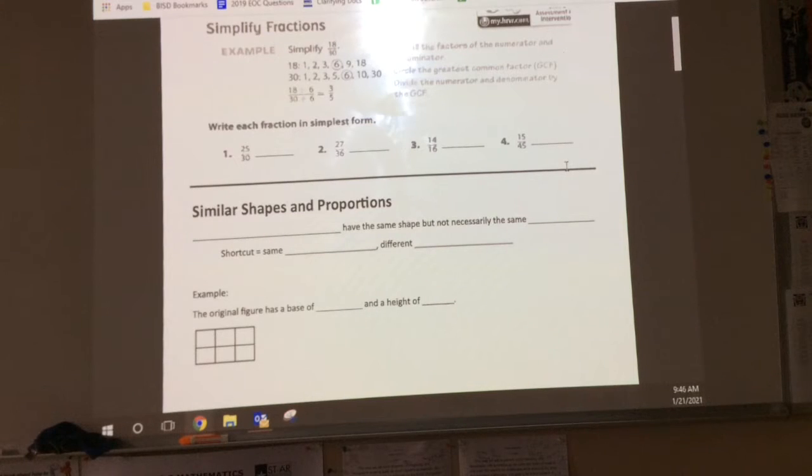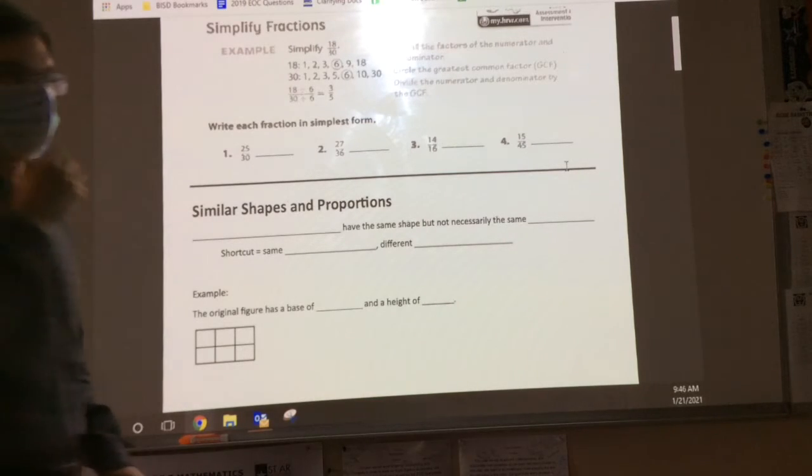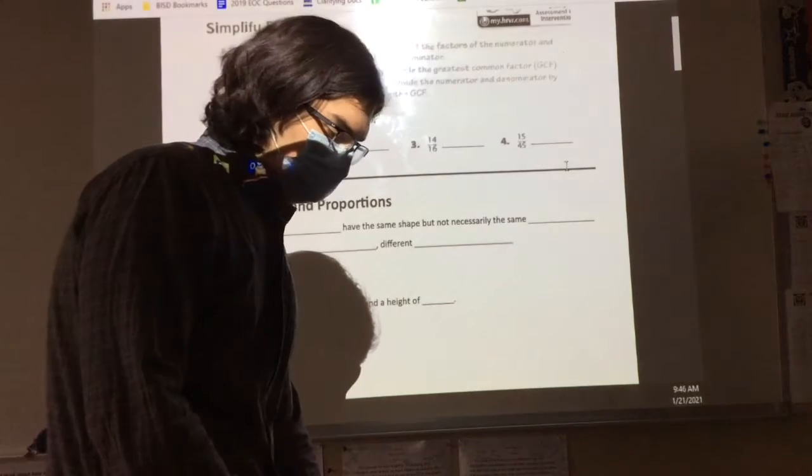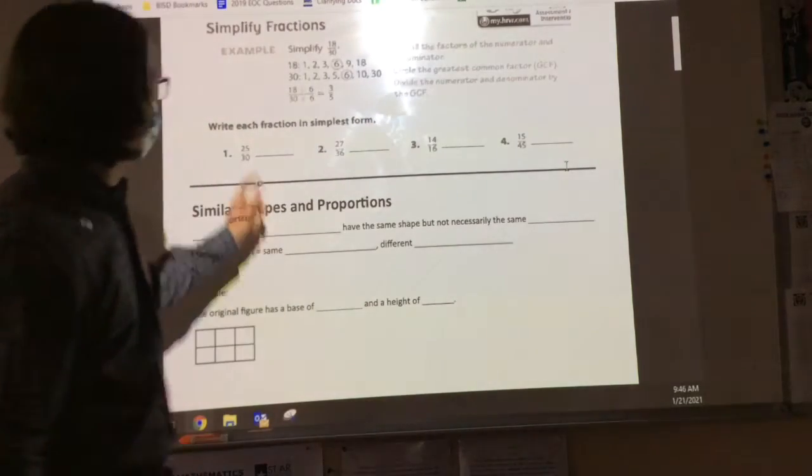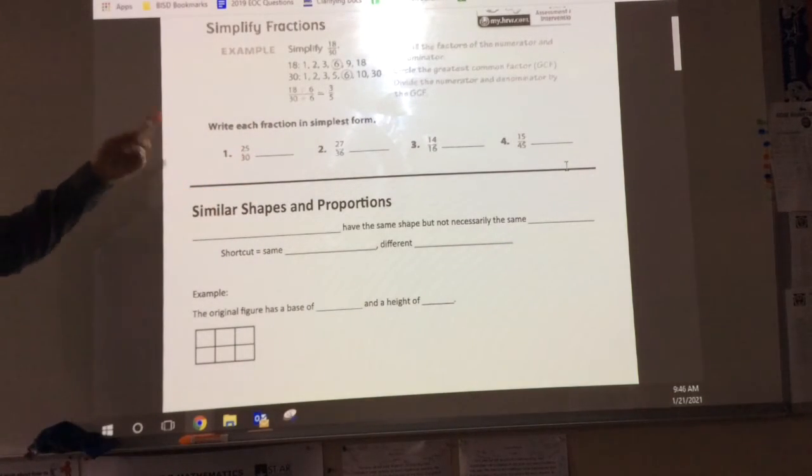And so the first thing we're going to talk about today is how do we simplify? Well, we've been simplifying our whole lives with fractions, basically. And it's just kind of a refresher, a reminder of how to actually do it. So for this, we're looking for the greatest common factor. So we're looking for what is the biggest number that I can divide both of the pieces of my fraction by.